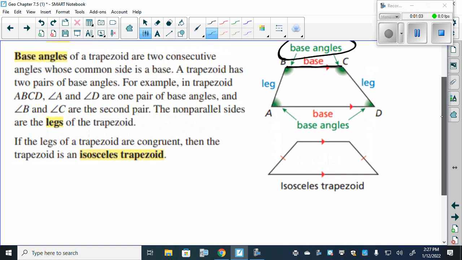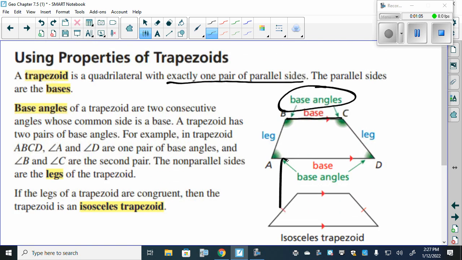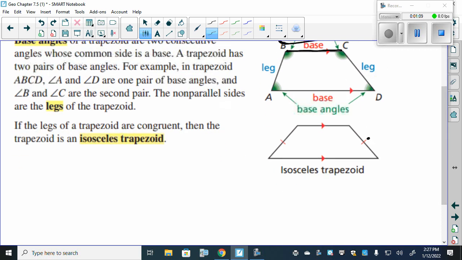Now, when those two legs are congruent, we call it isosceles. We talked about isosceles triangles, and on an isosceles triangle, we had two congruent sides. In an isosceles trapezoid, we have two congruent sides. Isosceles is telling us that we have two congruent sides.